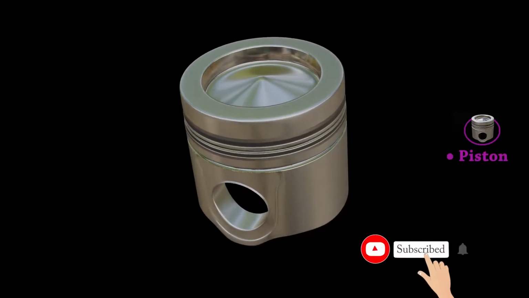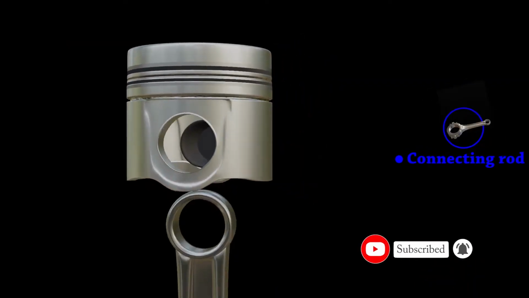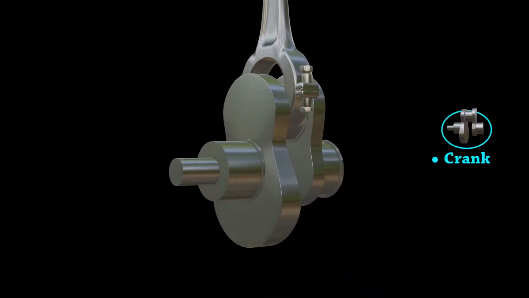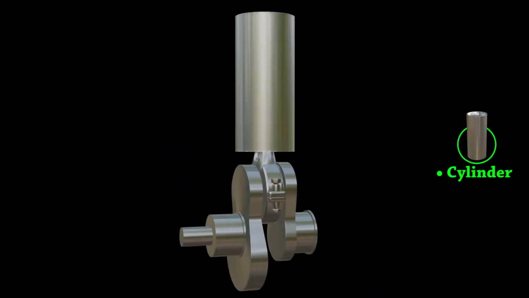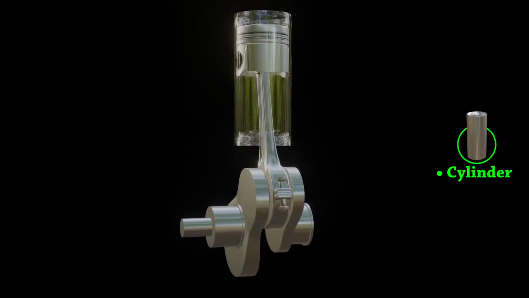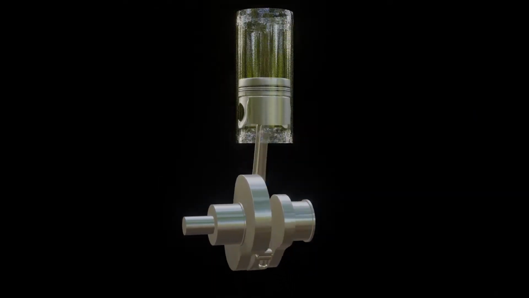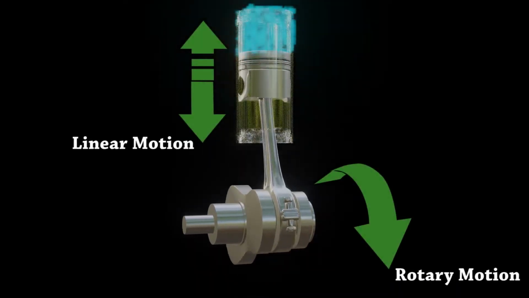The component shown on the screen is a piston. Firstly, the piston is fitted with the connecting rod. And then it is connected to the crank and the piston is placed inside the cylinder. You can see here how the mechanical parts are fitted together such that the linear motion of the piston is converted into rotary motion of the crankshaft.